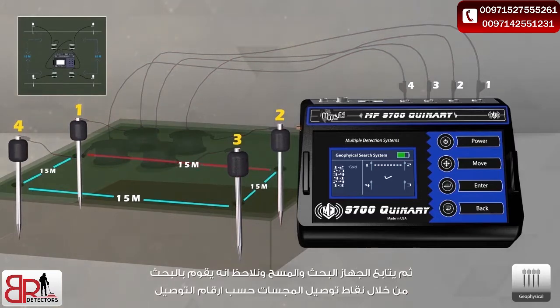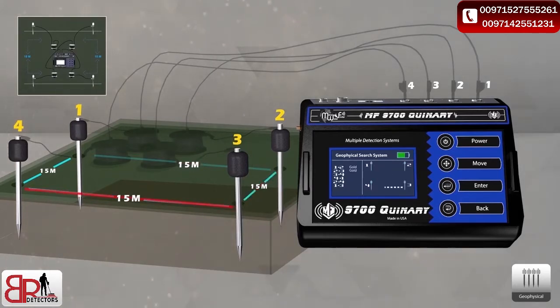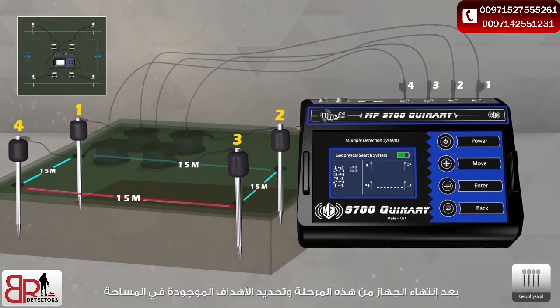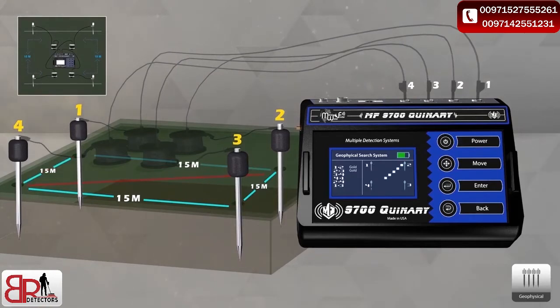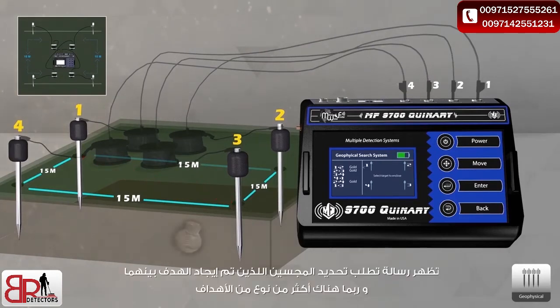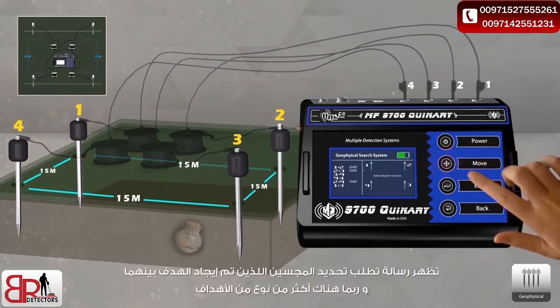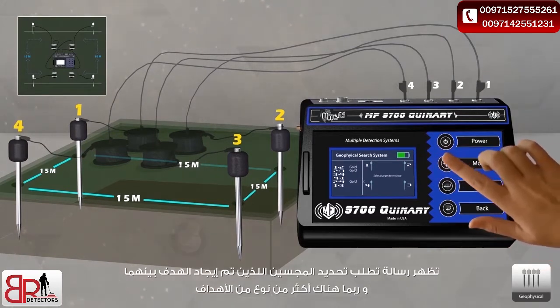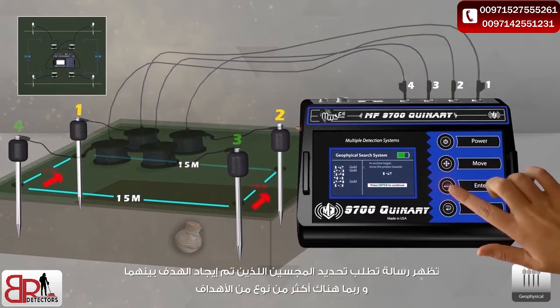Then the device continues scanning and searching, and you will notice that it searches through the probes' connection points according to the probe numbers. After the device has completed this stage and identified the target within the survey area, a message will appear asking for identification of the two probes in which the target was found. Between them there may be more than one type of target.